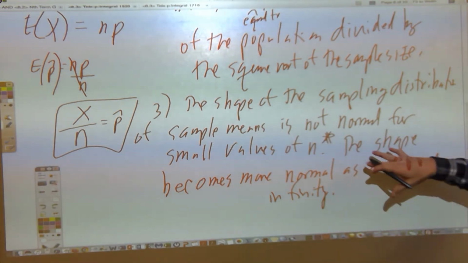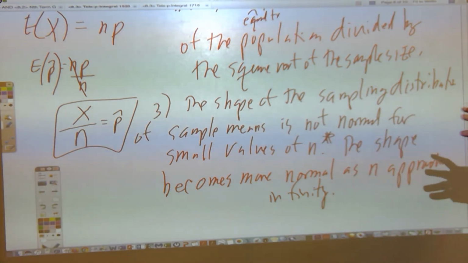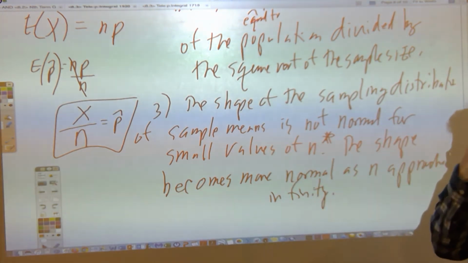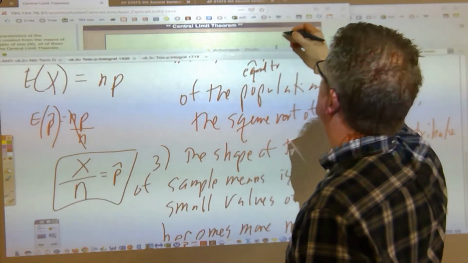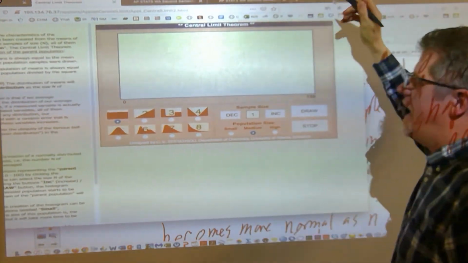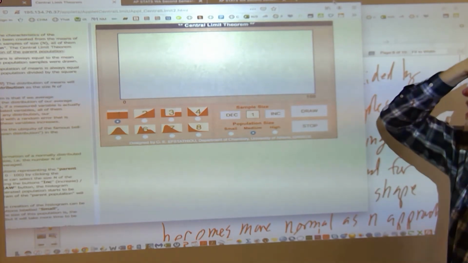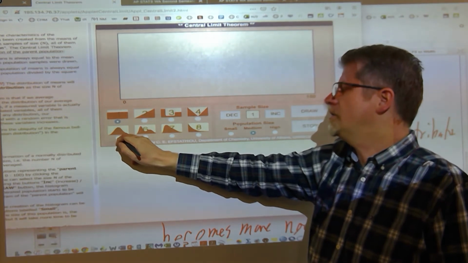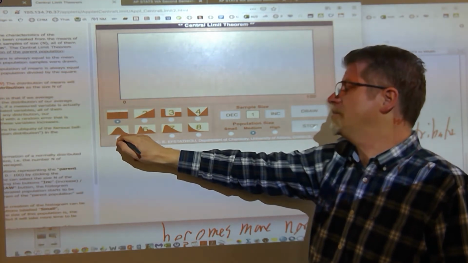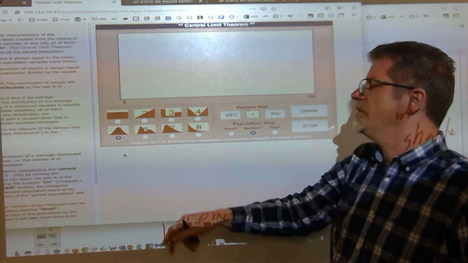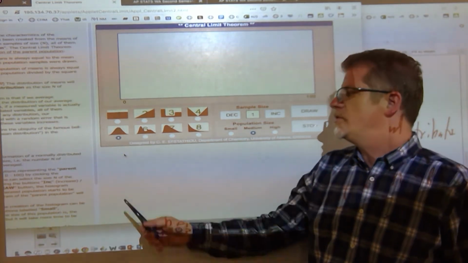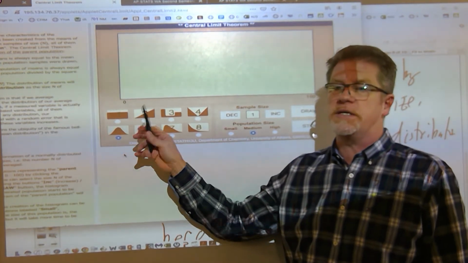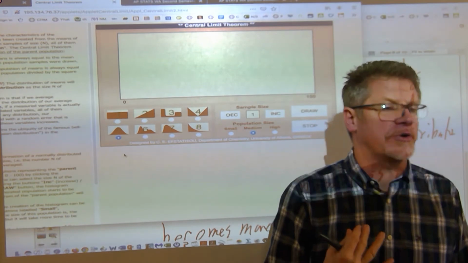Now, let's talk about the asterisk. The shape of the sampling distribution of sample means is not normal for small values of n. And that's where this little applet comes in handy. Suppose you have a population of voters, or let's go back to heights. Let's do sample means. Let's say you have a population of people, some tall people, some short people, but a lot of people in the middle. It's bell curve distributed. It's normally distributed.